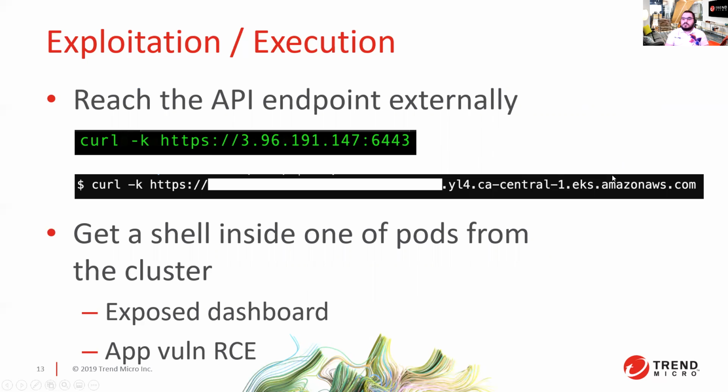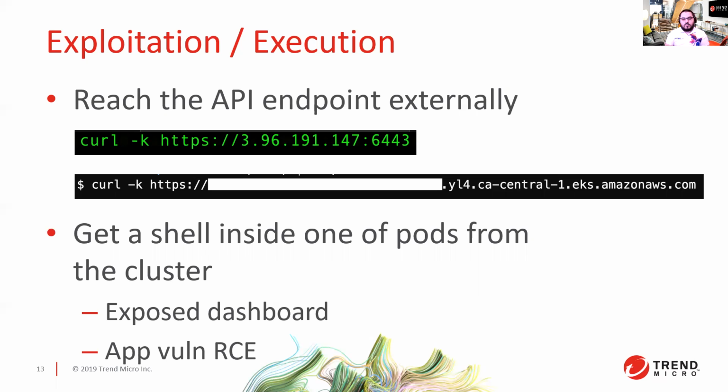So that's easy to know that the applications running here are using a Kubernetes cluster, right? So that's one of the ways to find out where the application is running. And after you exploit this vulnerability, you get a shell inside one of the pods, either via an exposed dashboard or an RCE, right? Just a quick note here.